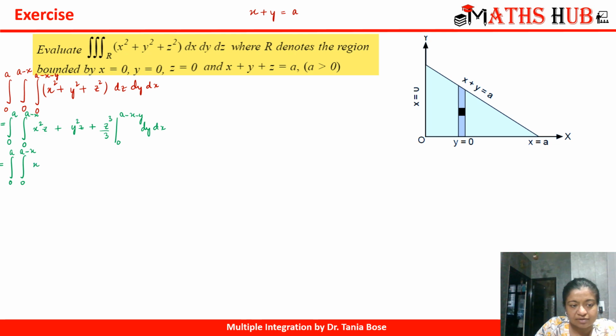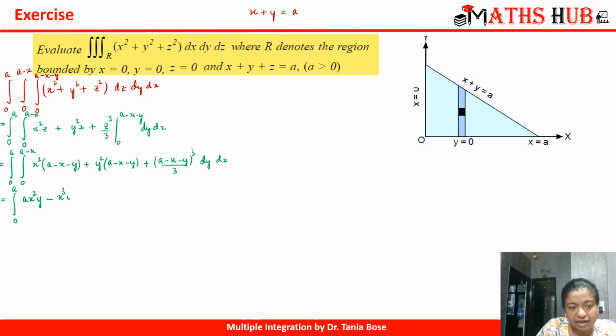So we have x square into a minus x minus y plus y square into a minus x minus y plus a minus x minus y whole cube divided by 3 dy dx. Right? So now let us do this integral. So when I perform this integral, I'll get 0 to a. The first term is ax square. So we will have ax square. We are integrating with y minus next term is x cube.